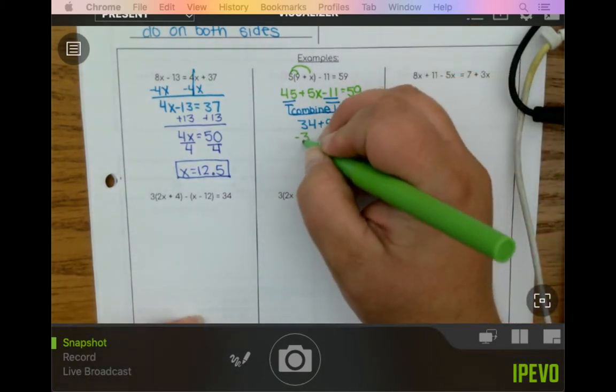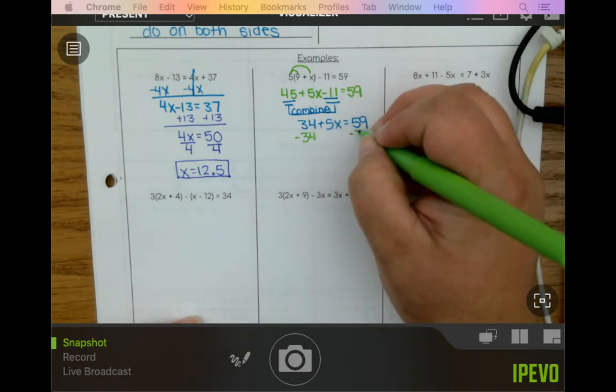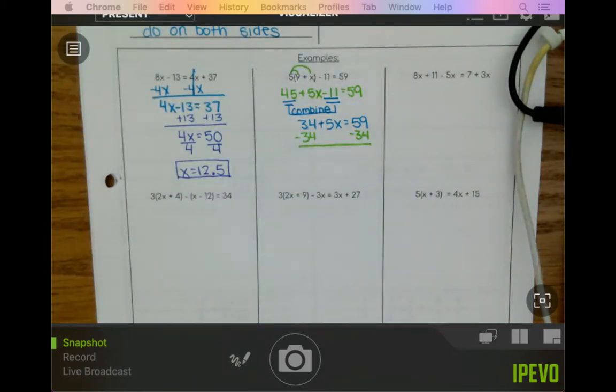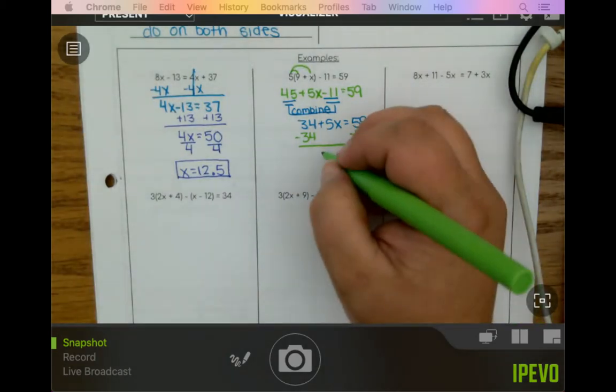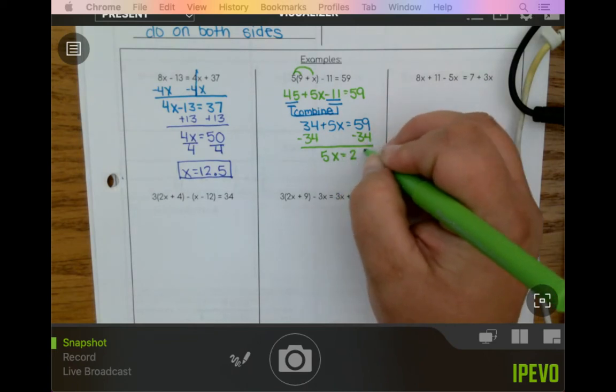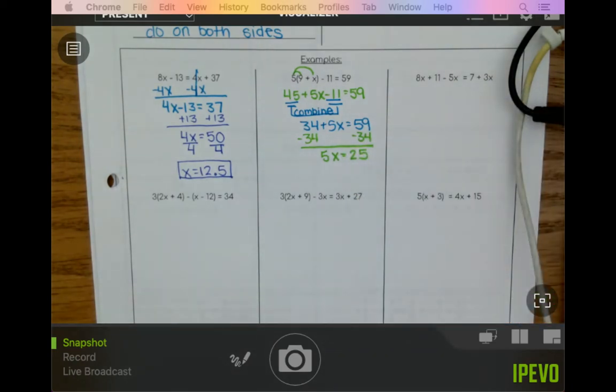Now I want to get rid of the 34. So I do have to switch to my opposite because I don't want it on this side. I need to move it to the other side. And 59 minus 34 is 25.